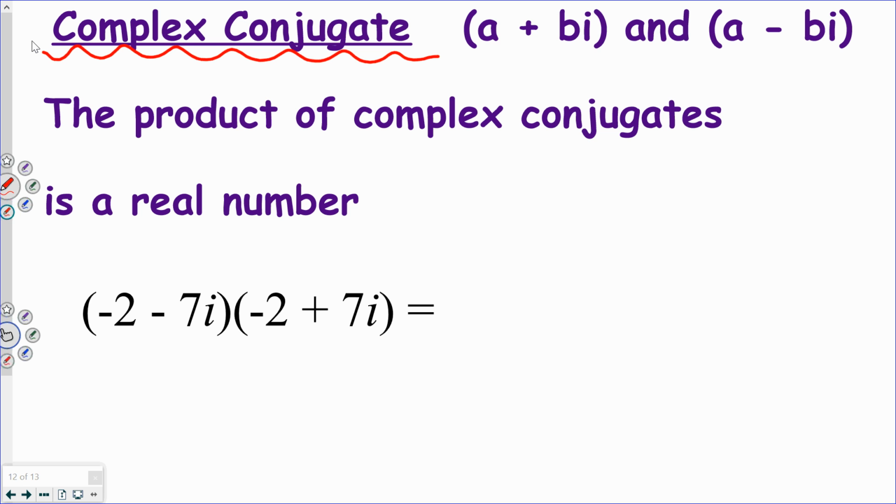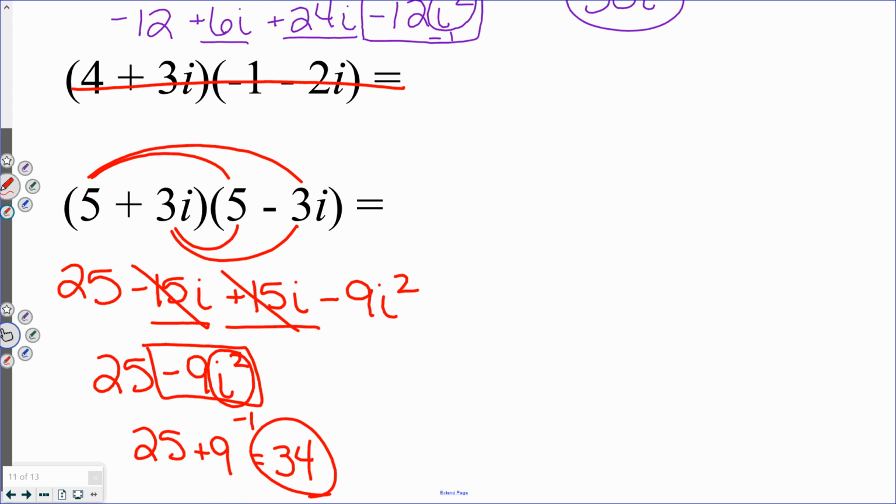So if I look at this, see how they're conjugates? The first ones are both negative 2. The second parts are both 7i. And the only thing that was different is the sign in between. Okay? So what happens when you multiply them together? What happens to your answer? You get what type of number? Just a whole number. Yeah, you end up with no i's at all anymore.